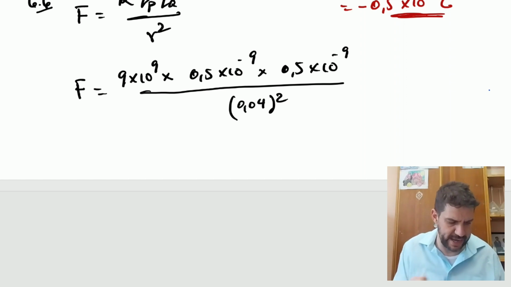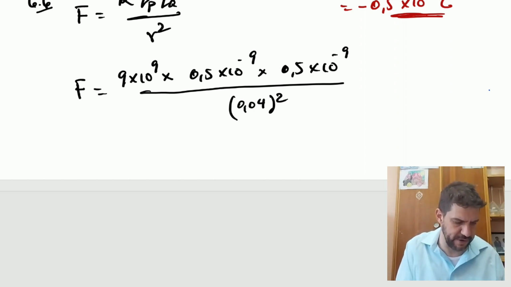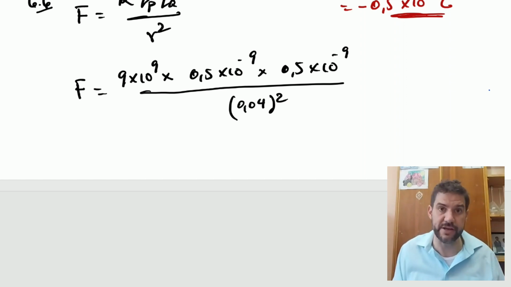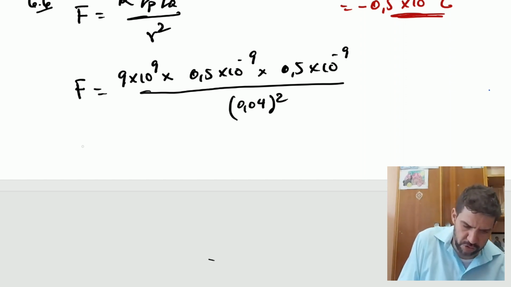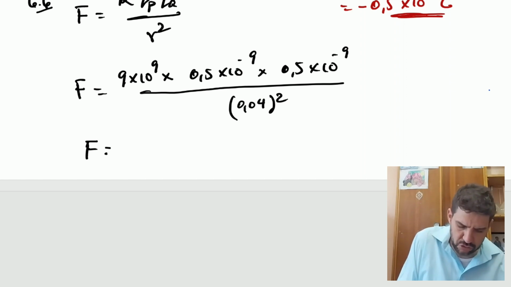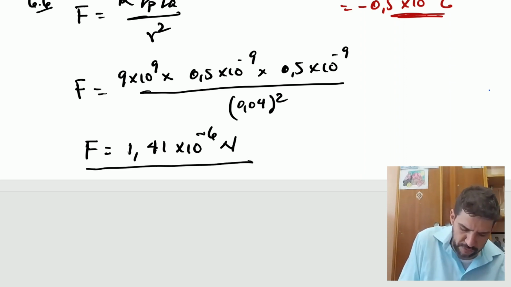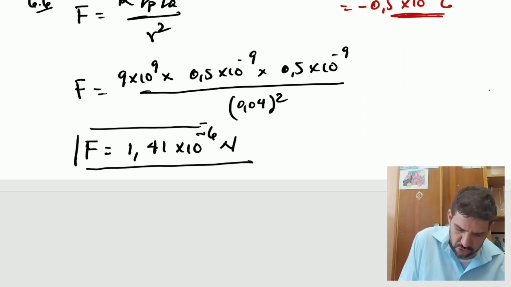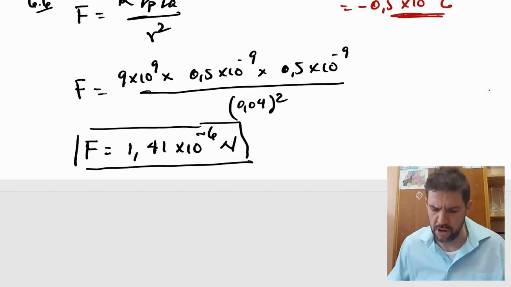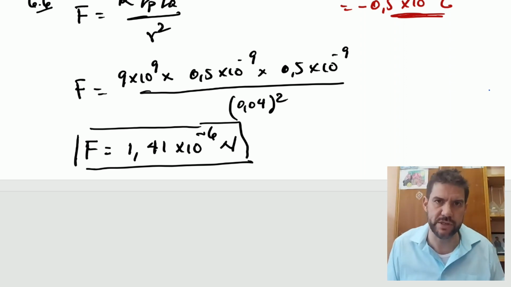You'll get that the answer is, and I need it in scientific notation, guys. Make sure you also move your calculator to scientific notation. So you will get that the force is going to be equal to 1.41 times 10 to the minus 6 Newton. It's a very small force between those two spheres. The charges are quite small. All right, so that is the force between the spheres.